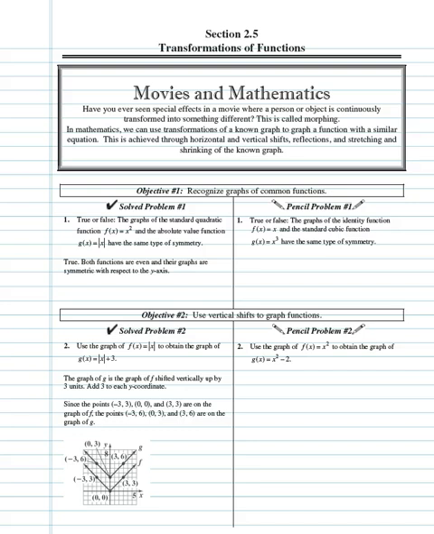Graph the identity function f of x is equal to x, and the standard cubic function g of x is equal to x cubed, and have the same type of symmetry. They're asking us if this is true or false. So when I go ahead and graph them, the graph of f of x is equal to x and the graph of g of x is equal to x cubed, I see that both of them are odd functions. So both functions are odd functions, and both of them are symmetry along the origin.